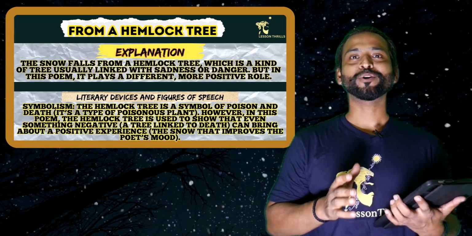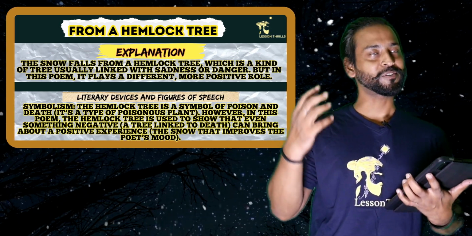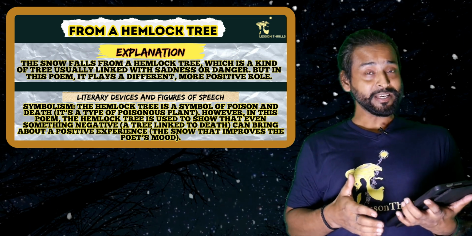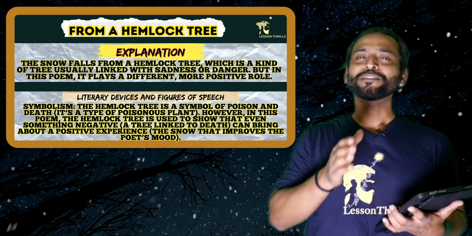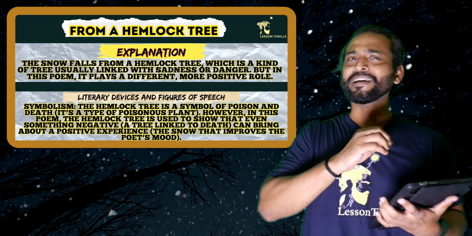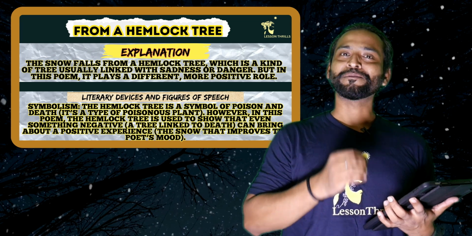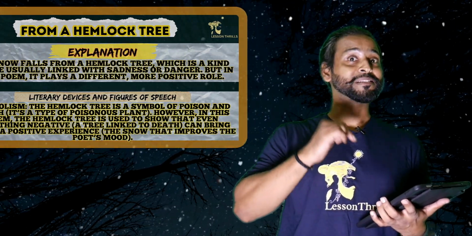But here, the hemlock tree is the game changer. The hope falls from the hemlock tree. The dust of snow falls from the hemlock tree. Now let's see what kind of poetic device has been used here. Symbolism. The hemlock tree is basically considered to be the symbol of death, decay, poison, etc. But here, it is symbolized as the source of happiness, the positive one. So, symbolism is used here.